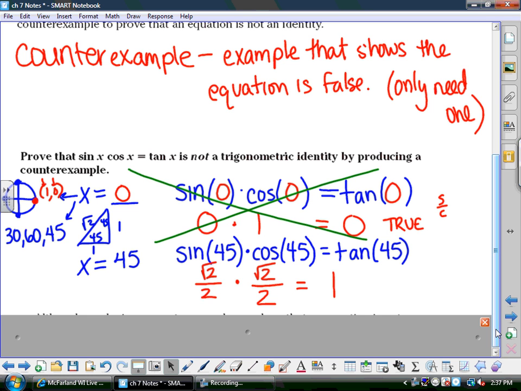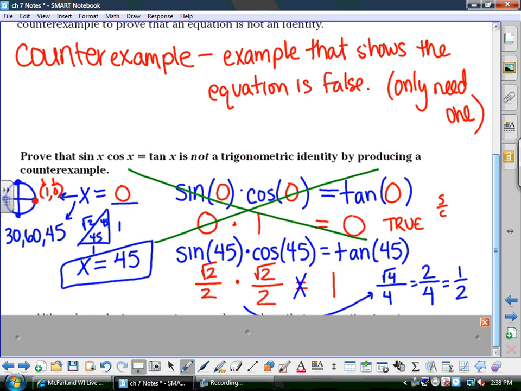Square root of 2 times square root of 2 would be square root of 4 over 4. Square root of 4 is 2. So in this equation, we actually have 1/2 on the left equals 1 on the right. That's not true. So x equals 45 does give us a counterexample.